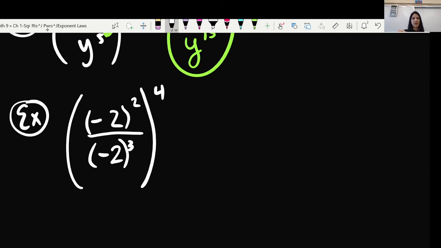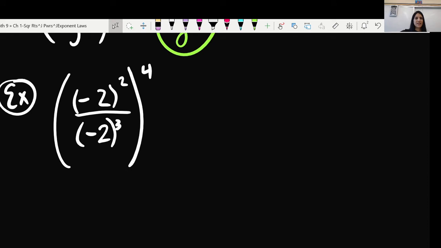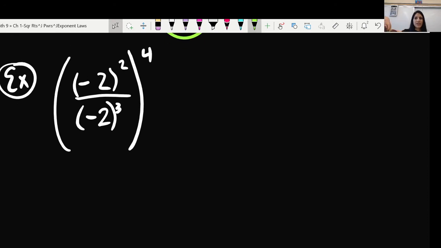So if this is the question that we have, there's a lot of stuff going on there. We do have some options for what we do with this. You could just deal with the inside first. Notice that the top and the bottom both have the same base, and according to BEDMAS, we could simplify in there first and then deal with the 4 on the outside. Or you could distribute that 4 to the top and the bottom and then deal with the subtracting afterwards.